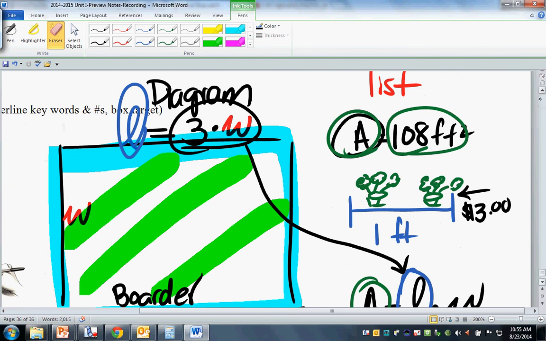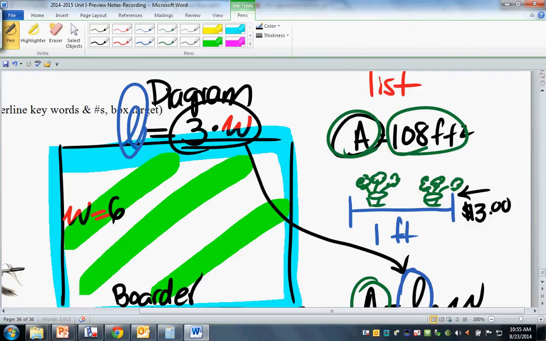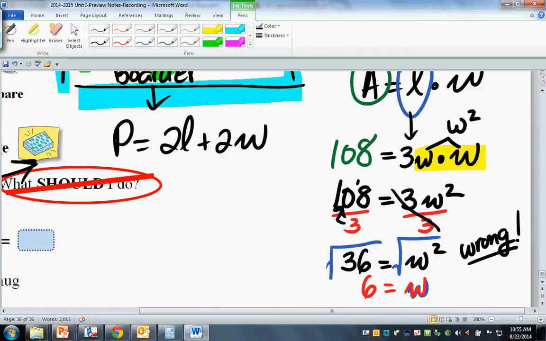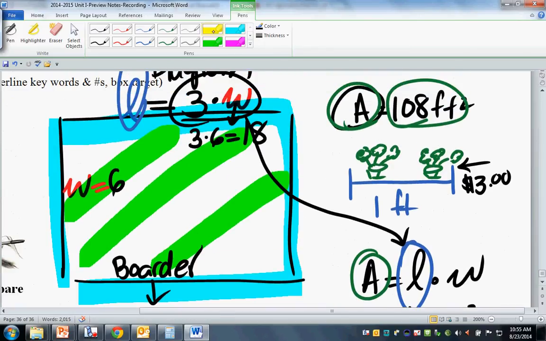So you ask yourself, what can I do with the W? Well, I can come back up here and plug it in. So my W equals 6. There's a W up here too. Let's do 3 times 6. That means my length is 18. Which means now I can do my border.